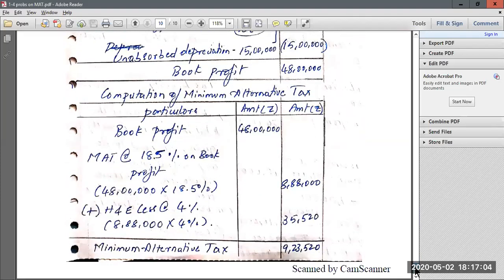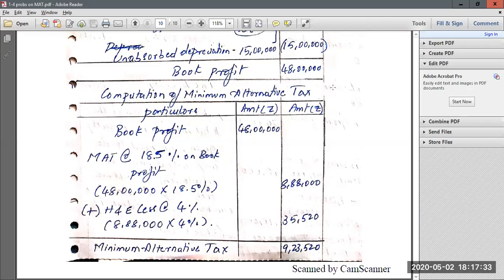Then again you know how to compute MAT. Book profit is 48 lakh. Since it is not more than 1 crore, there is no surcharge applicable. So find out MAT at 18.5%. So 48 lakh into 18.5% is 8 lakh 88,000. Then again on this 8 lakh 88,000 you charge health and education cess at 4%. You will get 35,520. Add both these amounts together, and your minimum alternate tax is 9,23,520. So this is how we have to solve this problem.